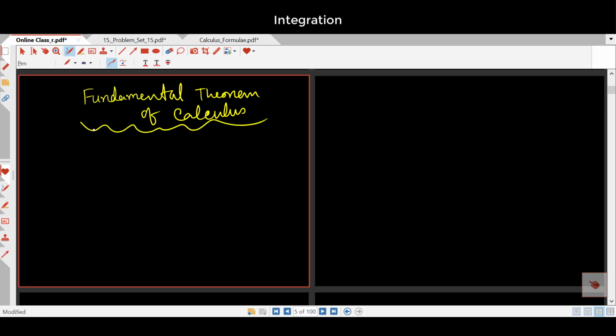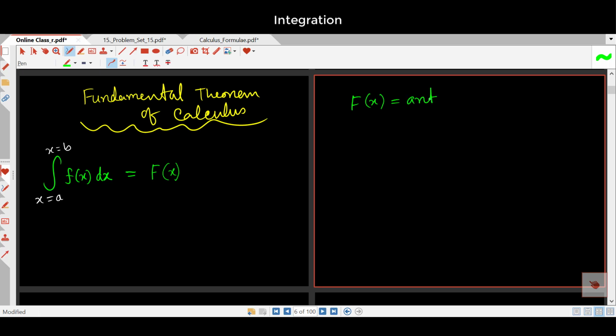The fundamental theorem of calculus actually deals with the definite integral. Suppose we have a definite integral, integration of f of x with respect to x. Here I am writing dx; dx is a small amount, so this is actually with respect to x. Suppose we have a lower bound and an upper bound. What do we have to do? At first we have to find the result of the indefinite integral. Suppose the result is capital F of x. Here capital F of x is the result of the integration, or antiderivative. Antiderivative means the result or answer of the integral.